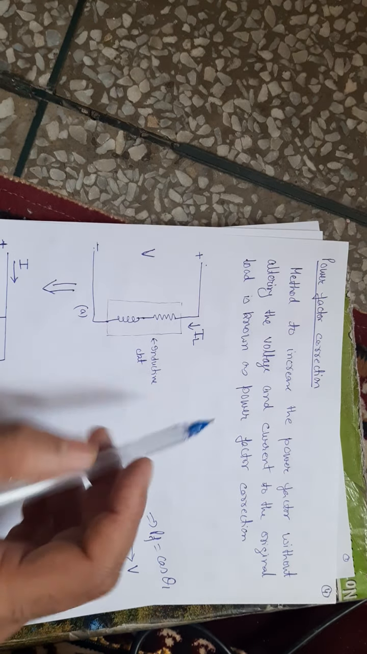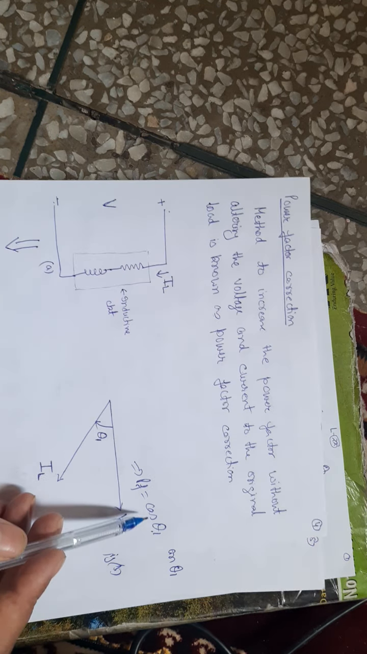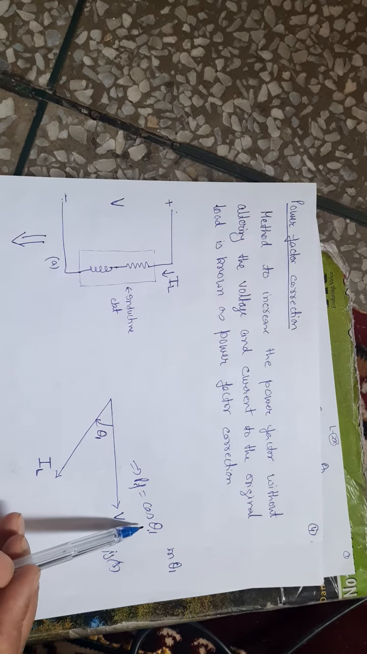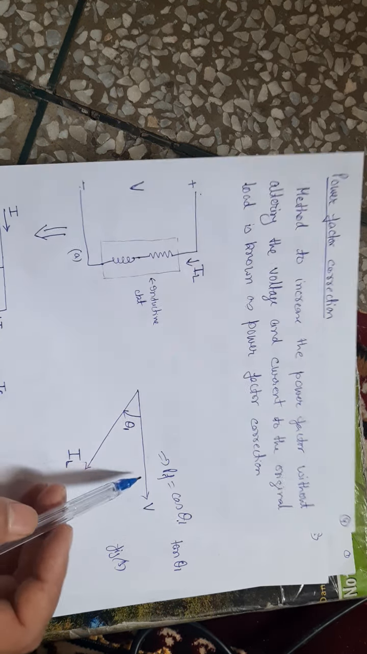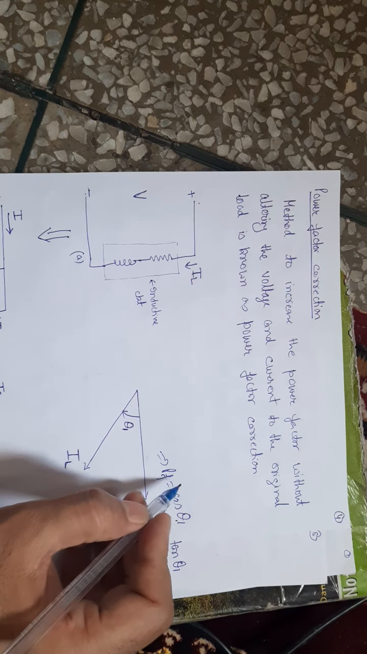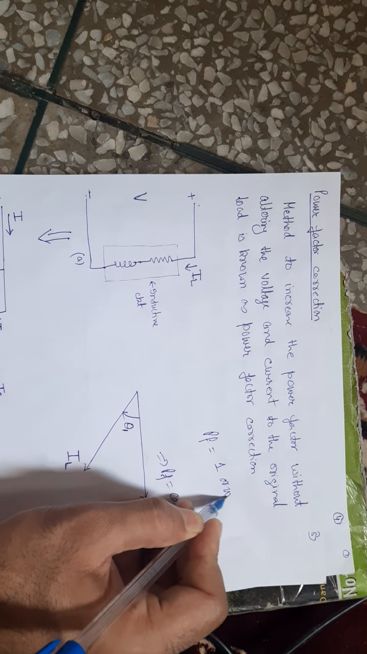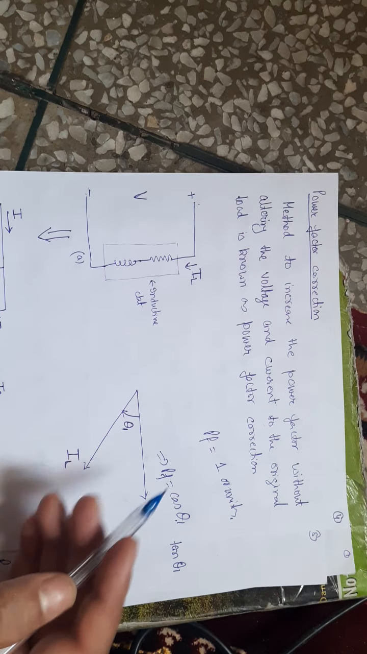Okay, so improving the power factor means reducing theta. You got my point? Reducing theta, because when theta reduces, cos theta will increase. So our aim is to make the power factor equal to 1, or unity, because when power factor is unity, minimum current will flow through the circuit.